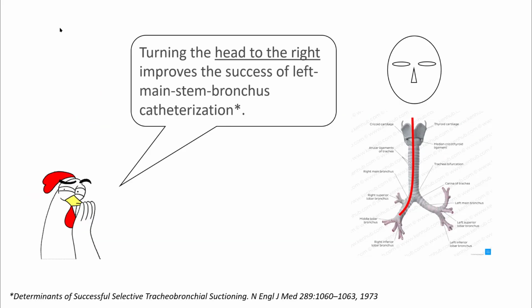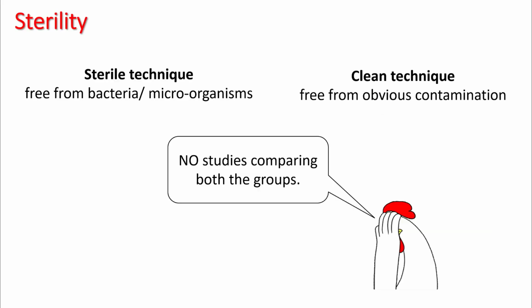When performing deep suctioning, your catheter has a tendency to go into the right side more often. You can increase the chances of going to the left side by turning your patient's head to the right side. There's no studies comparing sterile technique versus clean technique. However, sterile technique is the most common thing that we use in our patients.